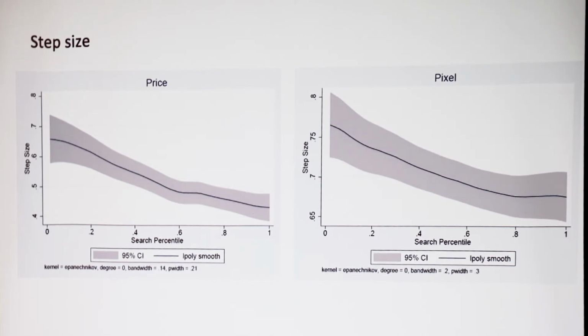The search percentile is on the x-axis. It's how far along your search journey you are, where 1 is the end of your journey and 0 is the beginning. How far are you at that point? And for both price and megapixels, which is the zoom characteristic, I'm showing you that over time, they tend to take smaller and smaller steps, okay? Which is consistent with: I'm trying to explore the space at the beginning because I don't really know what's going on. But then I kind of know what's going on, and I start zooming in a little bit. I start taking smaller steps.